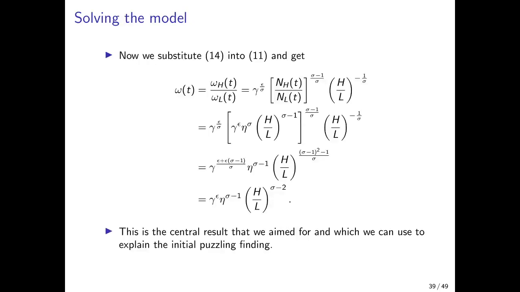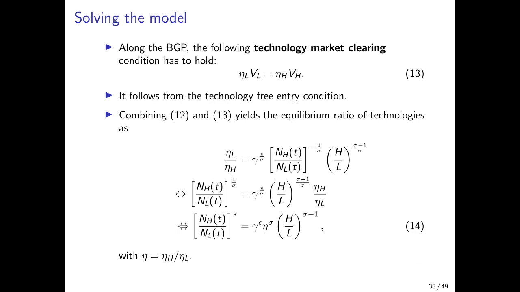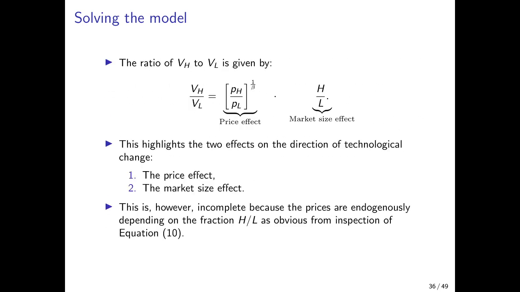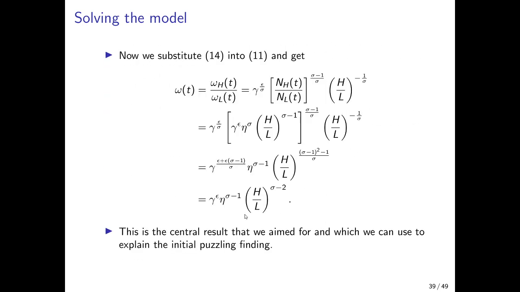To this end, we can now combine equation 14 from the previous slide with equation 11, which we had here. So we plug 14 into 11 to finally compute the equilibrium skill premium that only depends on exogenous parameters. So we have this expression, we plug it in, and then we get this expression here, which can be simplified easily because we have a gamma here.